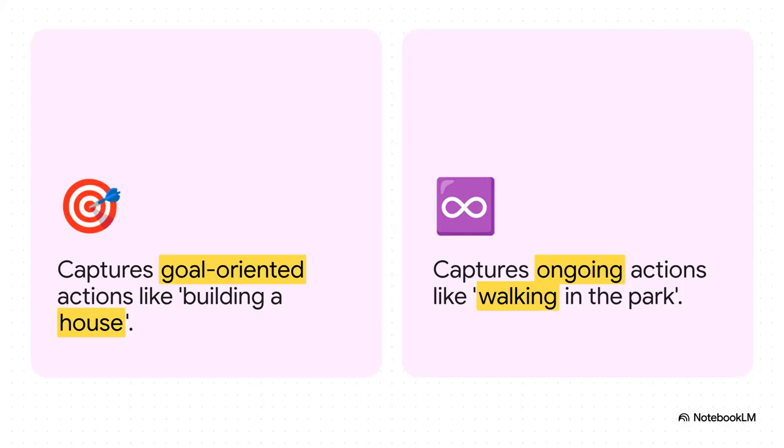Get this, it's even smart enough to tell the difference between different types of actions. It knows that a telic action is something with a clear finish line, like building a house. You're done when the house is built. And it knows that's different from an atelic action, which is just ongoing, like walking in the park. There's no specific endpoint there. That kind of nuance is a total game changer for genuine understanding.